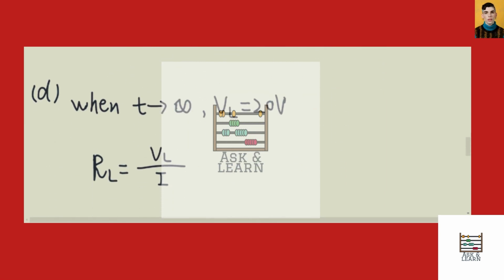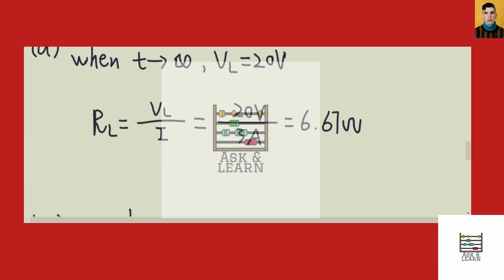And for question D, when t becomes infinity, VL is 20 volts. So the resistance of the inductor should be equal to VL over I, which is 20 volts over 3 ampere. This will give us 6.67 ohm for the resistance of the inductor.